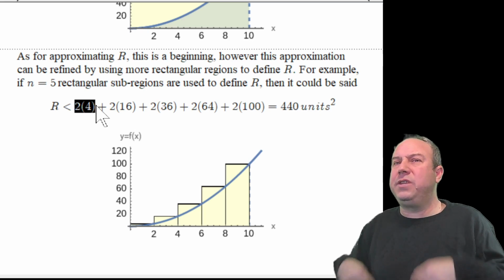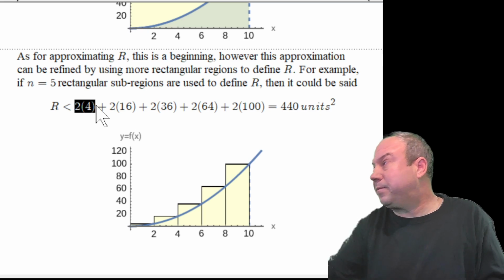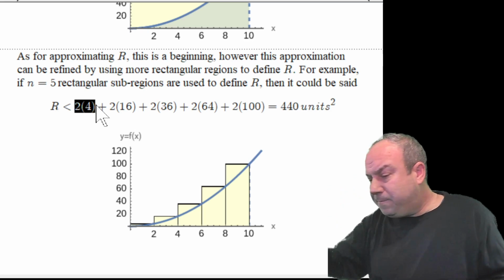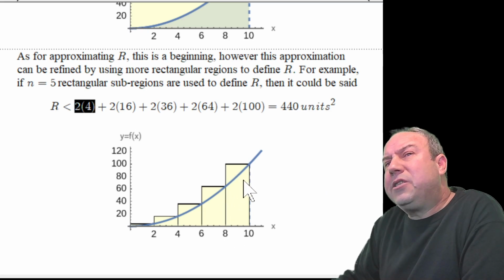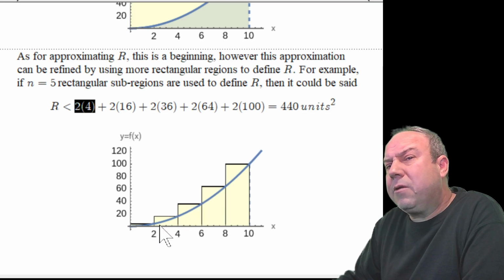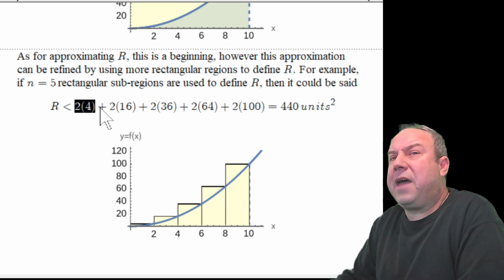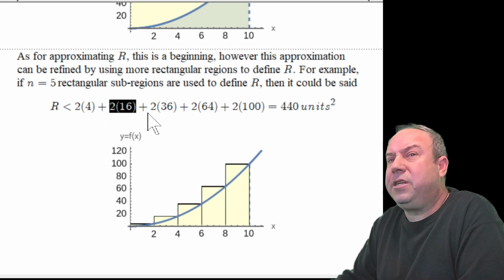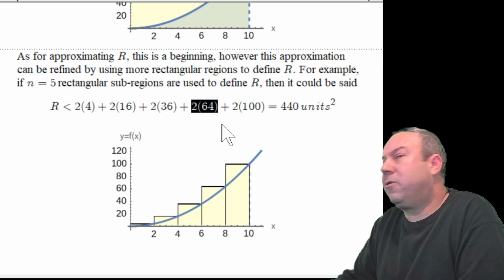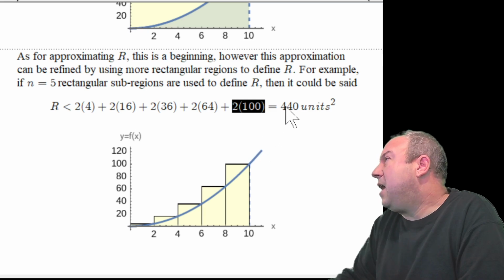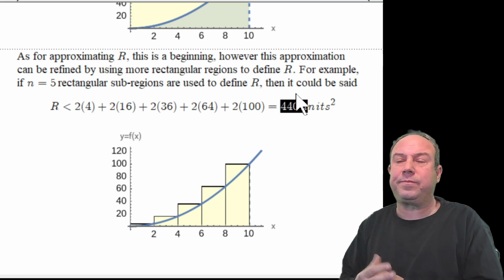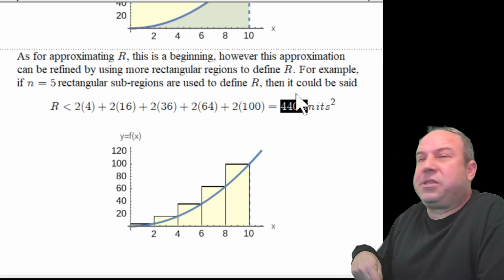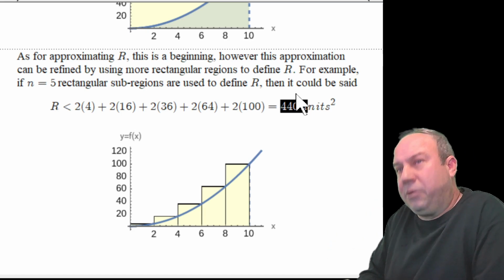and consider using those in the calculation of our value of R, we might say that R here, that region that we're interested in, is certainly going to fit within the area formed by these 5 rectangles. And if we add up that area, it's going to be 8 plus 32 plus 72 plus 128 plus 200. And if we sum up those 5 products, we end up with the value of 440 units squared. So to begin with, we know R is bigger than 0 and smaller than 440 units squared.